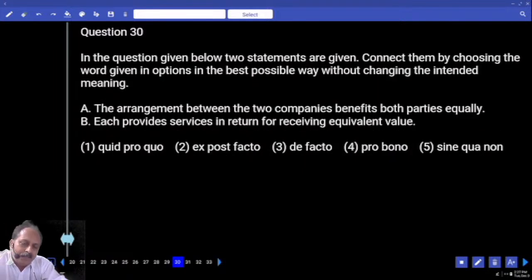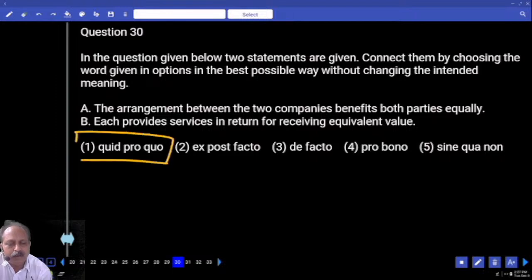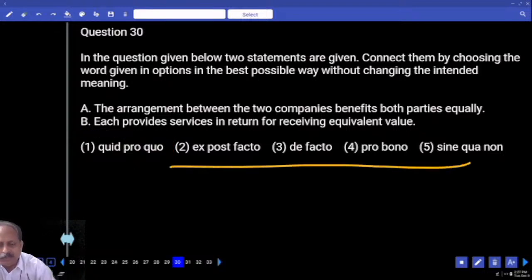If you remember yesterday I gave this first one. What does it mean? You do something as a favor towards someone because he did something as a favor, you do something to that person. The arrangement between the two companies benefits both parties equally. Quid pro quo, each provides services in return for receiving equivalent value. Seems right or wrong? Have you chosen the first option? Oh, good. We got this yesterday. I included these also. I said I brought 30 words. I included these also, but I gave some of these yesterday. De facto I told or I did not tell?